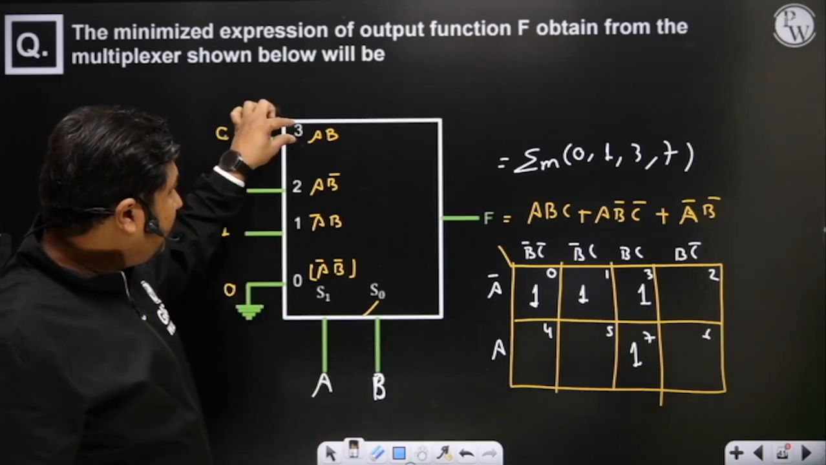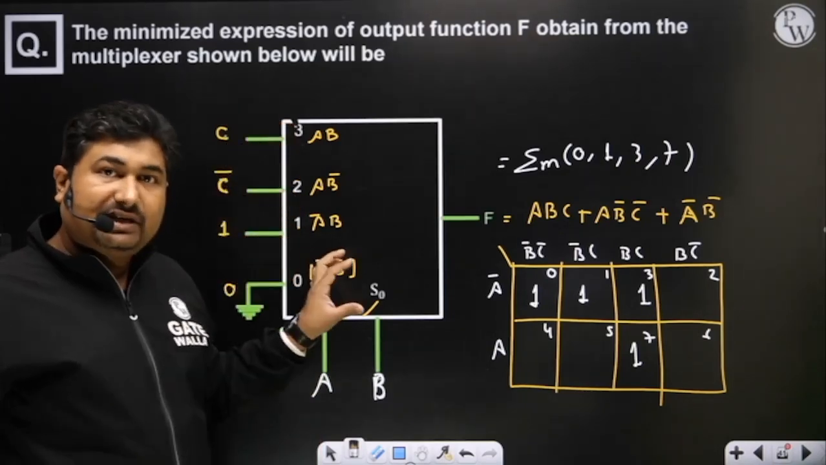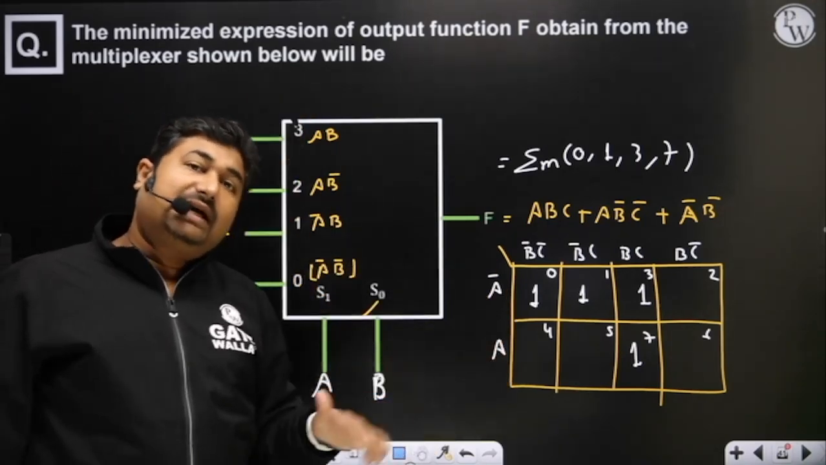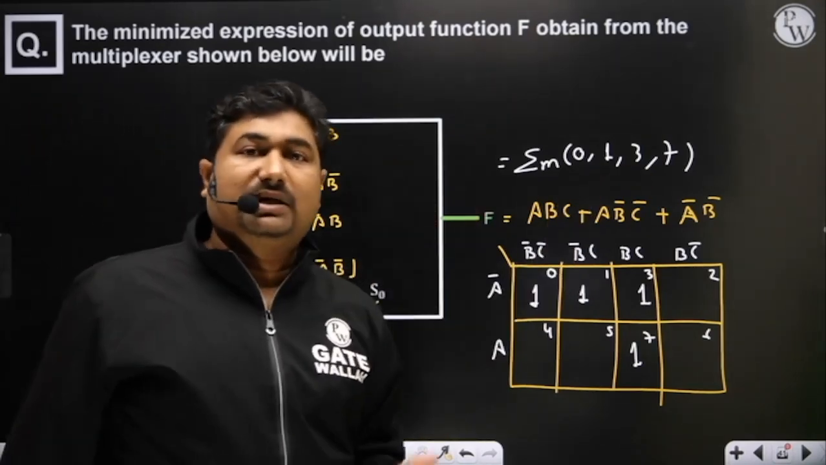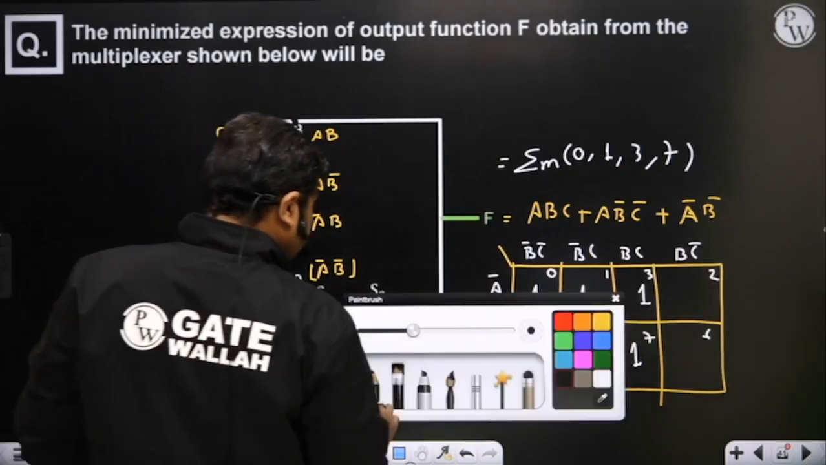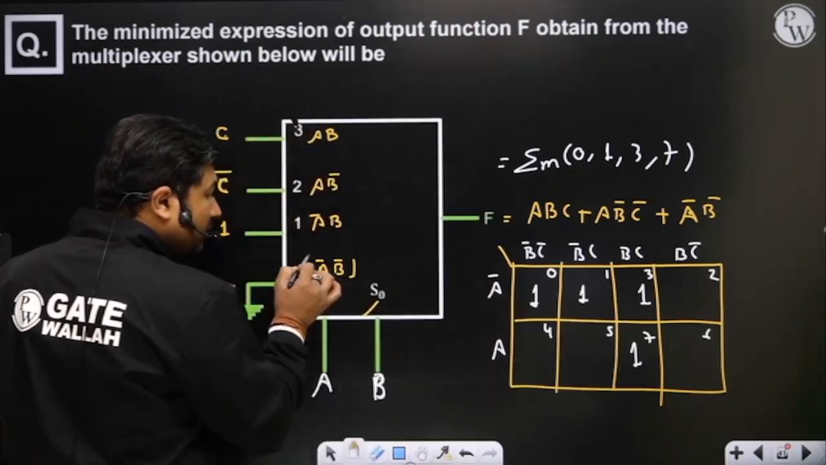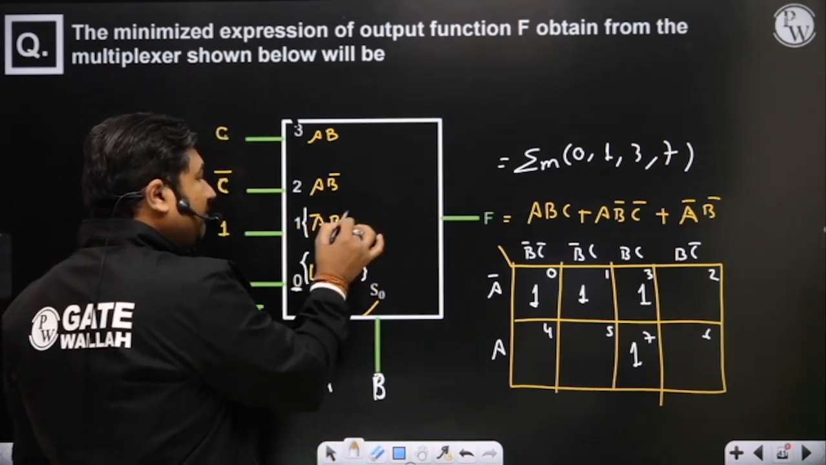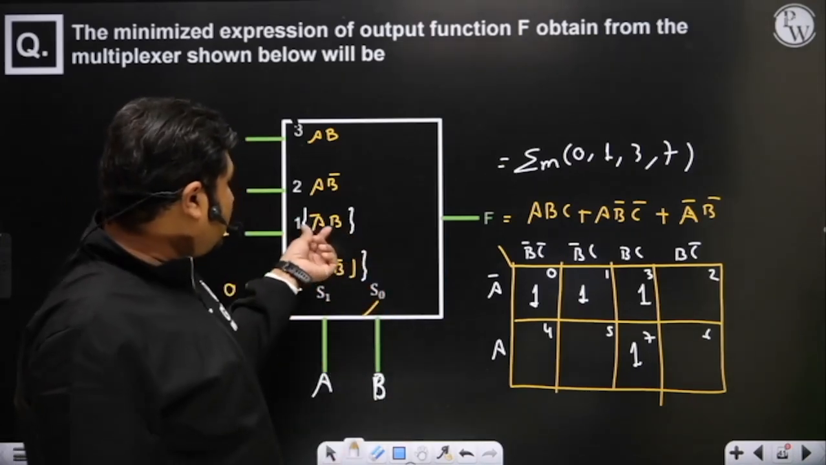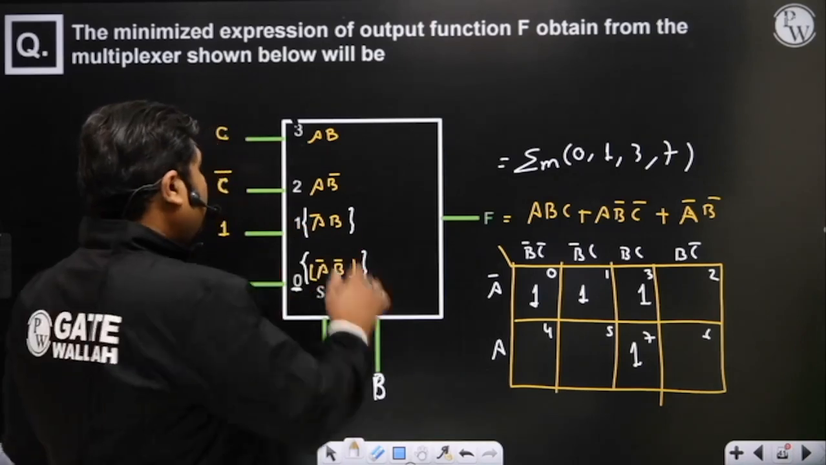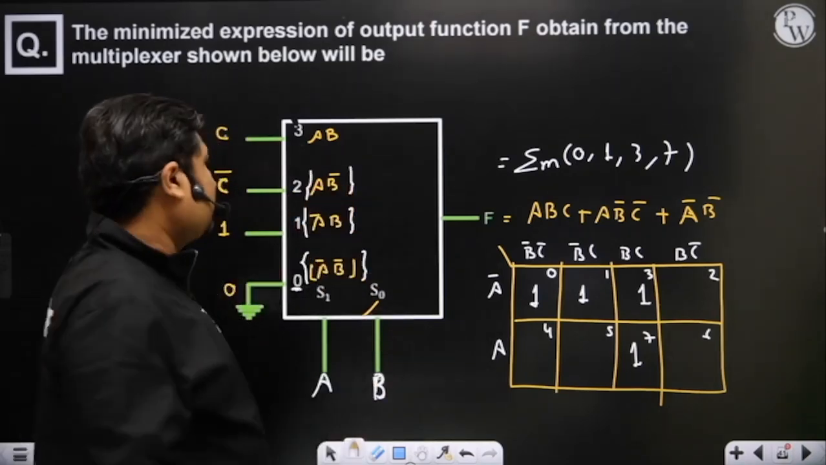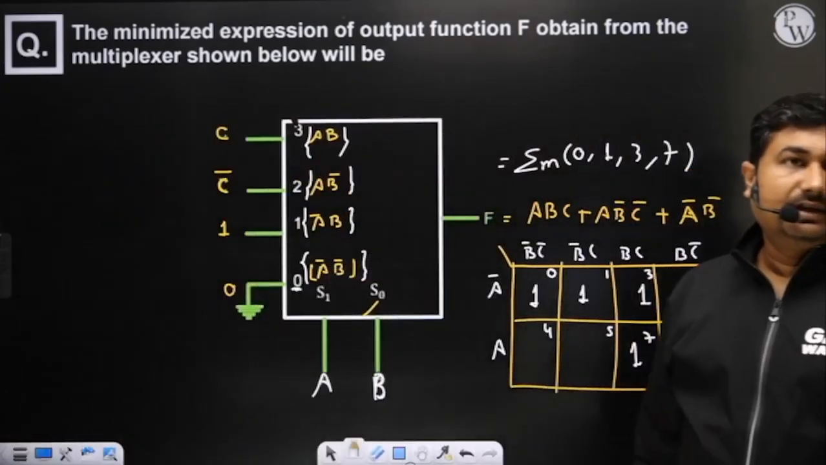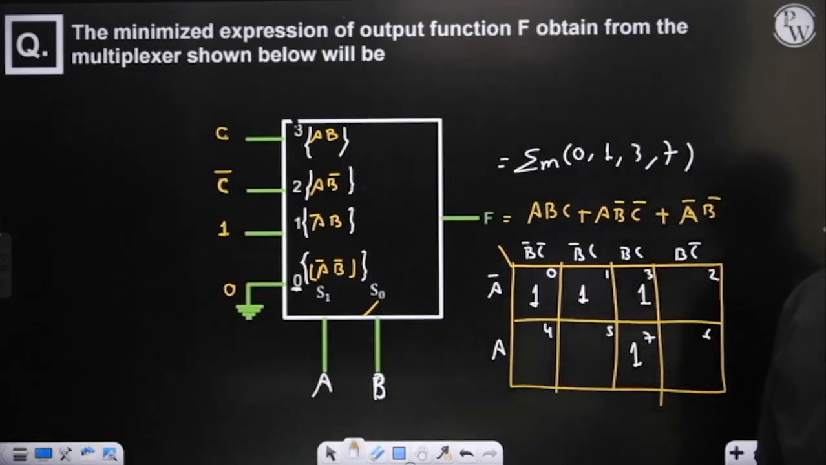In case input pins are highlighted, mentioned, then always proceed as per the mentioned input pin. In case input pins are absent, then only you have to go by the conventional approach, top to bottom, LSB to MSB. So if you observe here, they have highlighted the 0 pin. So onto the I0 pin, what is the select line condition? A bar, B bar. Onto the I1 pin will have the binary 01. So for 01, I am writing here A bar B. For pin 2, A B bar, 10. And for 3, 11, we are writing A B. Is it okay?